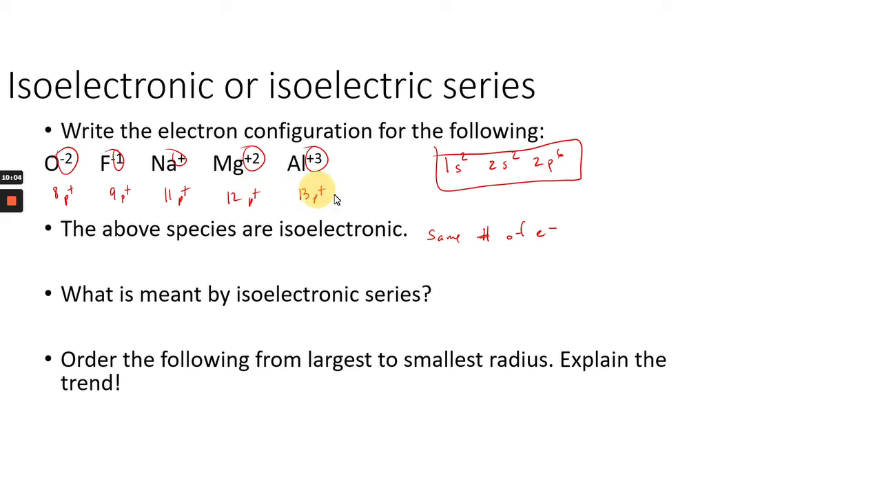So which one do you think is going to be the largest? They all have the same number of electrons, so electron repulsions here are all the same. But your effective nuclear charge will be different because you have a varying number of protons. So the species that has the least amount of protons will have the smallest Z effective and will be the largest. So that would be oxygen. Then fluorine. Then sodium. Magnesium. And aluminum will be the smallest because it has the most protons, so it will have the strongest force of attraction to the nucleus.